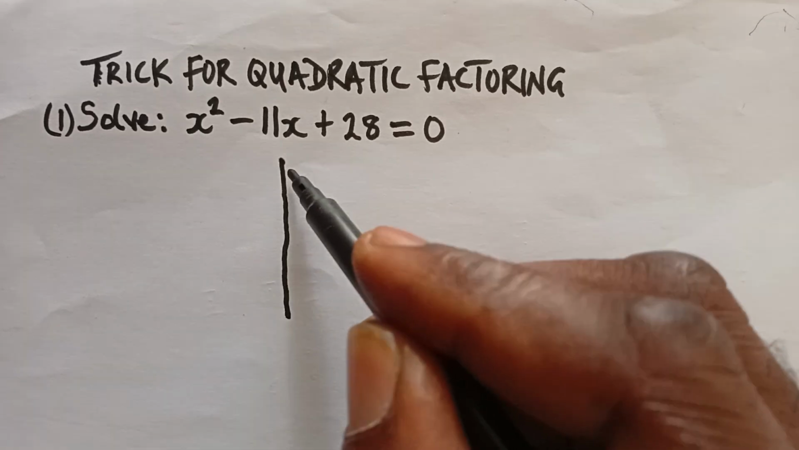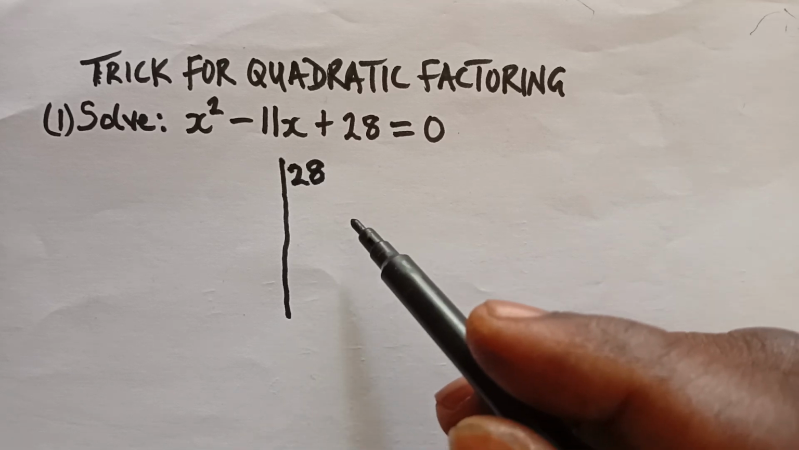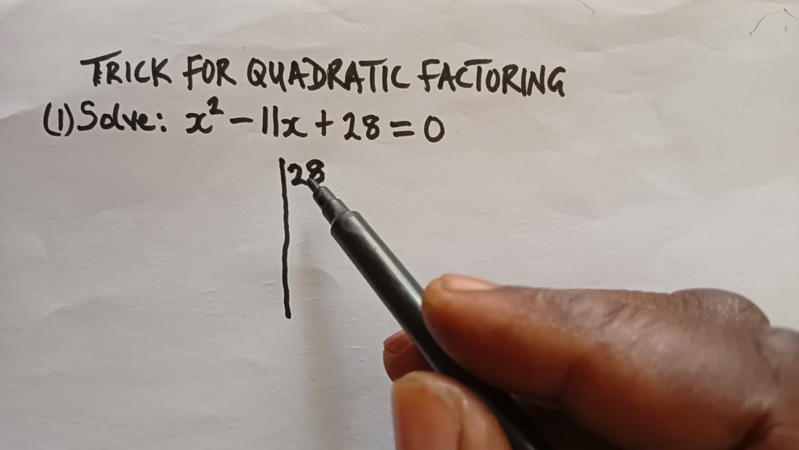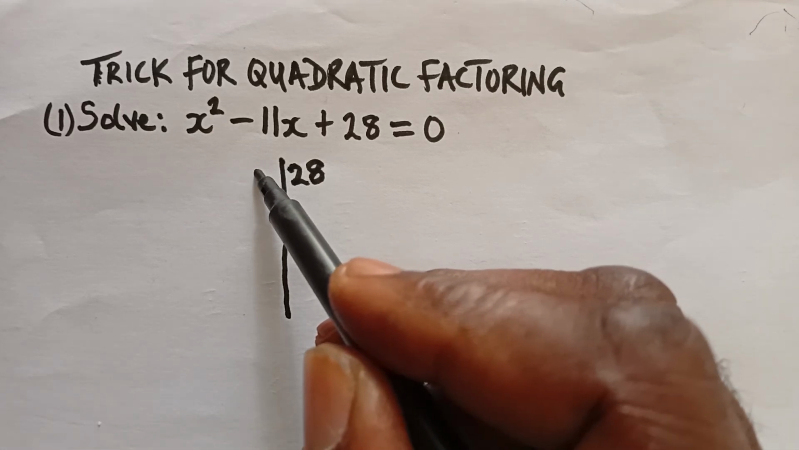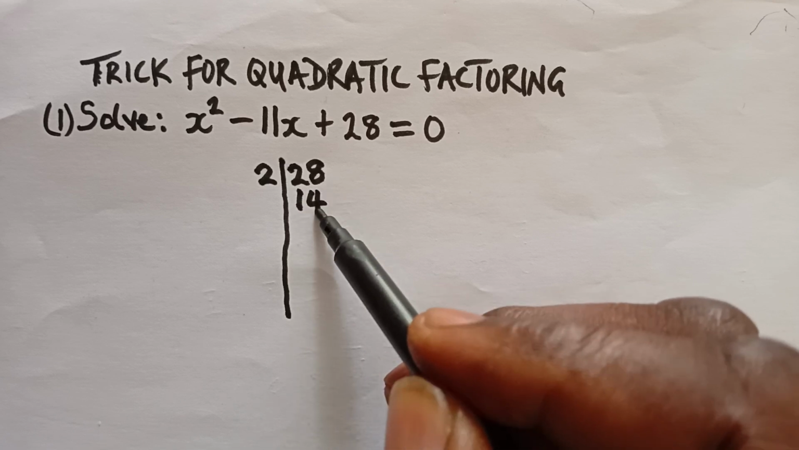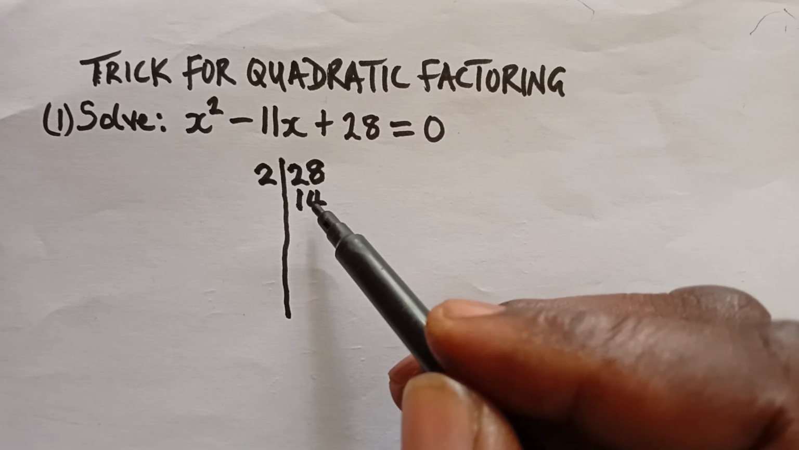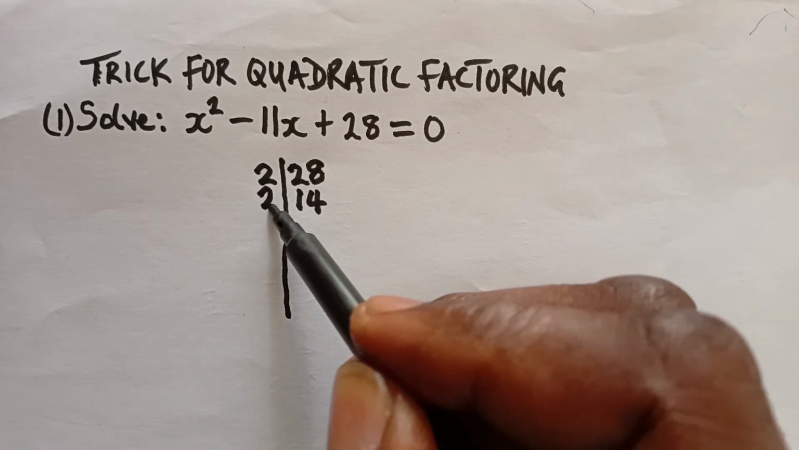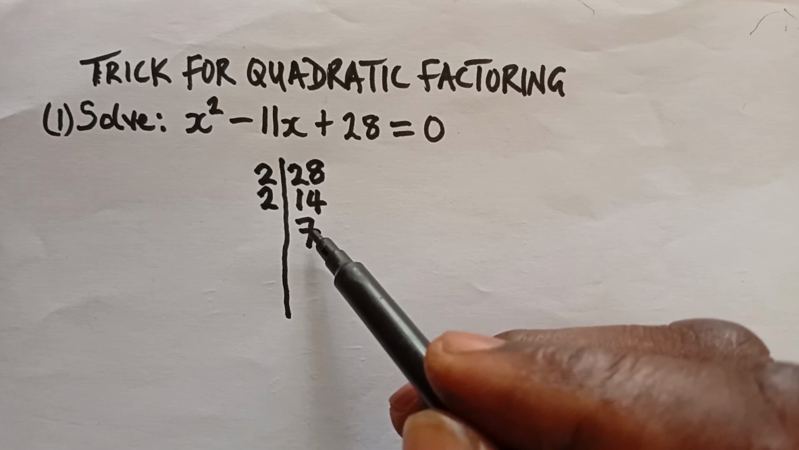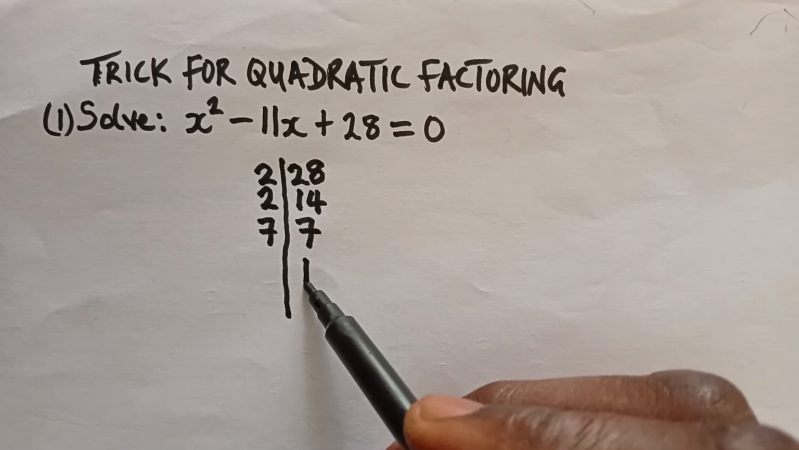And then this 28, you put it here. And then you start breaking 28 into prime factors. So what's the first smallest number that 28 can divide? And that is 2. So 28 divided by 2 will give you 14. Then another number that 14 can divide, the smallest number is 2. So 14 divided by 2 will give you 7. And then 7 can only divide itself. So we put the 7 here. 7 divided by 7 will give you 1.